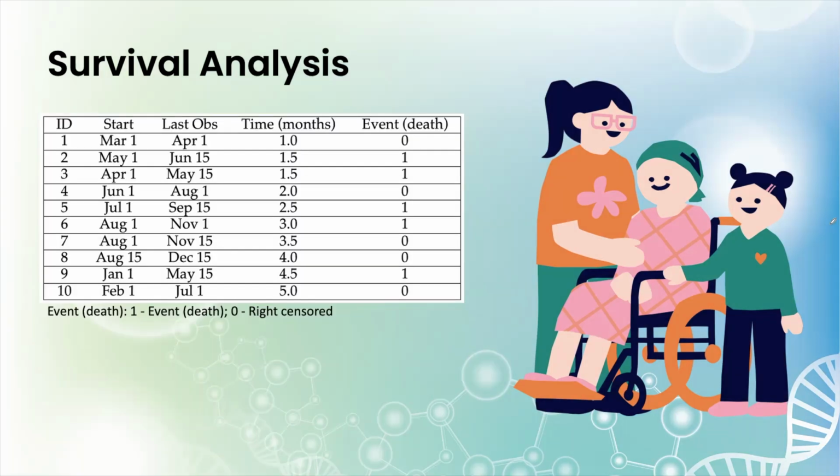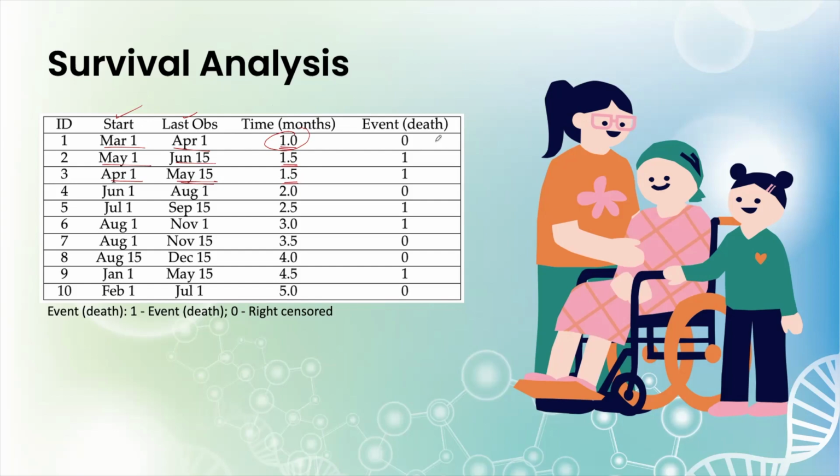Now, suppose we have data of 10 patients. This is the start of their therapy, this is the last observation, and then the duration. For example, March 1 to April 1 is 1 month, May 1 to June 15 is 1.5 months, April 1 to May 15 is 1.5 months, and so on.